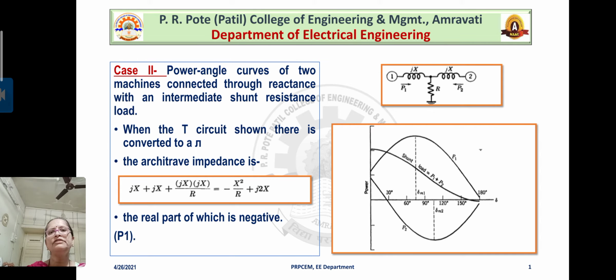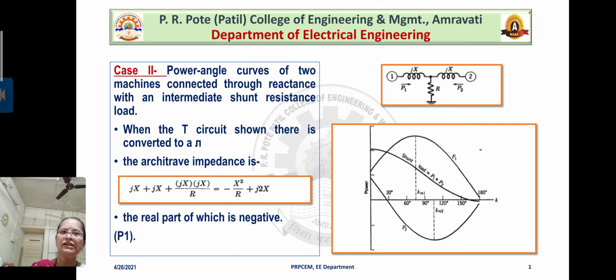So the architrave impedance will be what? The answer here it is. Now we are converting T to pi, that is star to delta. So the formula will be, if I am interested in star to delta, that means R12 if I am finding out, what will be its formula? R1 plus R2 plus R1 R2 divided by R3. Same formula is used here. The values are jX and R. Put all these values in that formula and what we obtain here? Minus X square by R plus j2X. Right? So this architrave impedance we obtained, the real part of which is negative, minus X square by R.